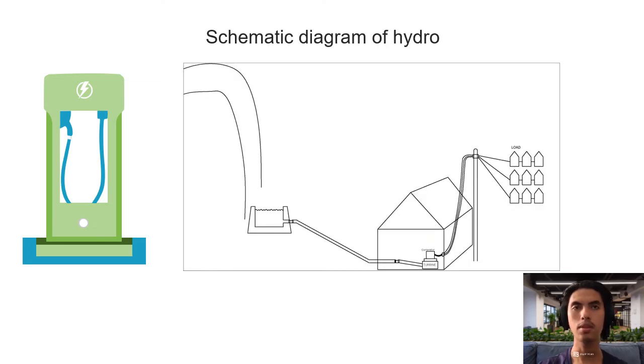For the schematic diagram of the hydro, the waterfall pressure goes through the tube, and then the kinetic energy created from the flow is received by the turbine, and thus the conversion from kinetic energy to electric energy. Then the generator will supply the power to the 27 houses in 3 phases, which are red, yellow and blue.